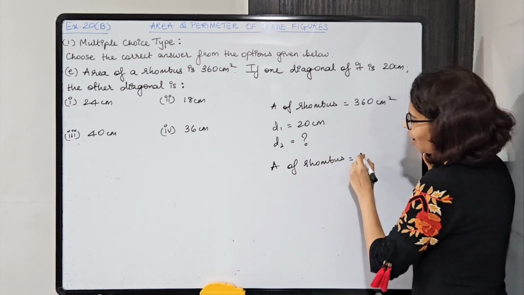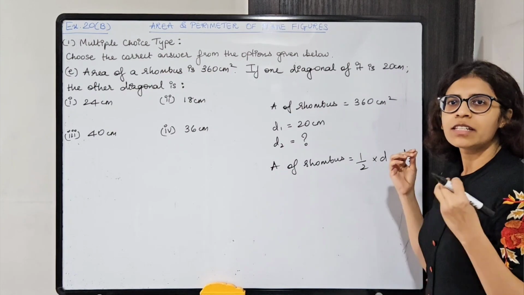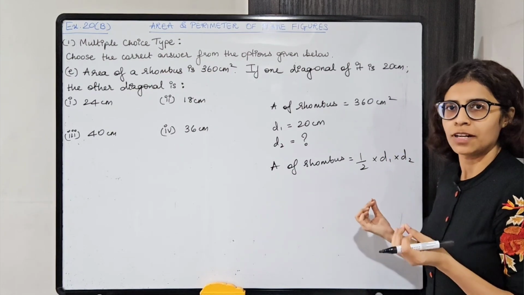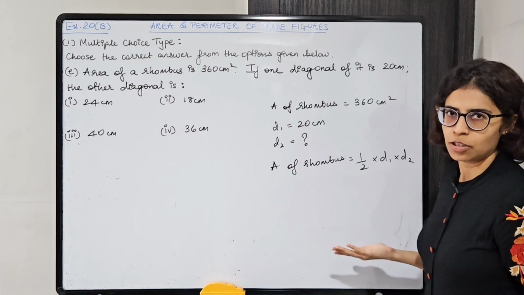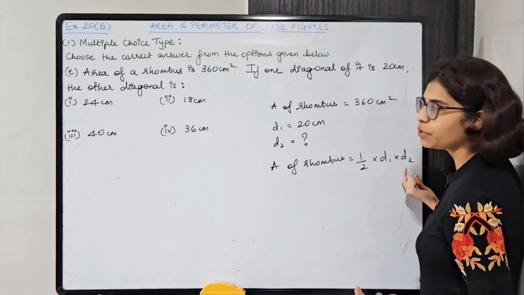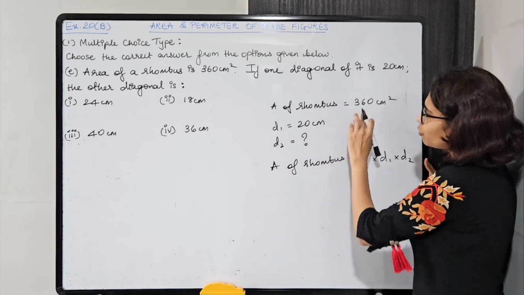It is half into product of the diagonals. When the diagonals are perpendicular to each other for the quadrilateral, then this is applicable, and in a rhombus the diagonals are perpendicular. Okay, so half into D1 into D2. So area of rhombus is this. Area of rhombus क्या है?